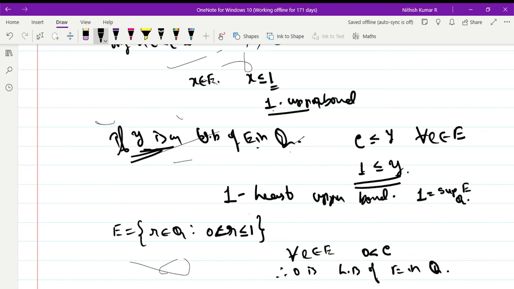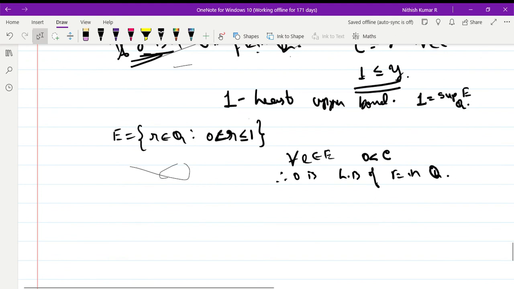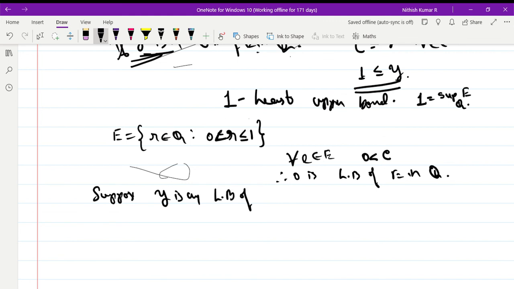Now we need to show that this 0 is the greatest lower bound. That means suppose y is any lower bound of E in Q. We need to show that y must be less than or equal to 0. Then this 0 will be the infimum.